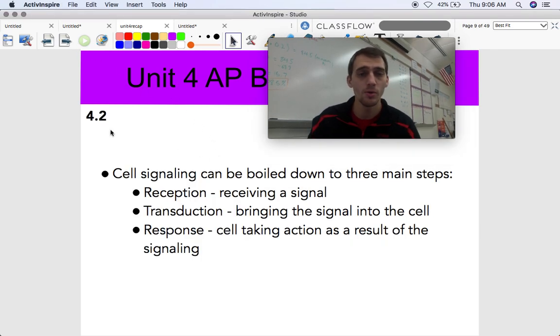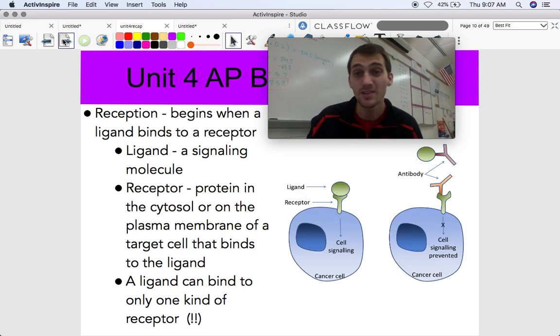Let's talk about 4.2. So we are talking about signaling, right? Cell signaling can be boiled down into three main steps. One, a signal has to be received. That's reception. Two, the signal has to be brought into the cell so that three, the cell can respond to that signal. So the 3 steps of cell signaling are reception, transduction, and response. And we're going to briefly go over those in 4.2 and in 4.3.